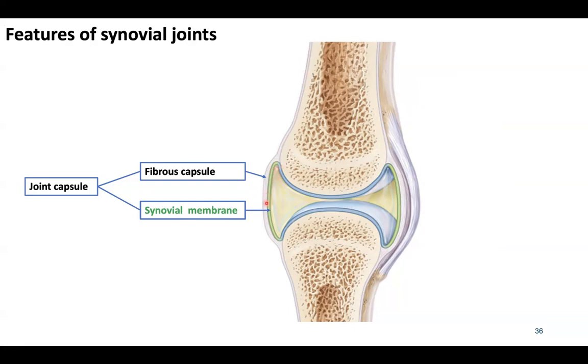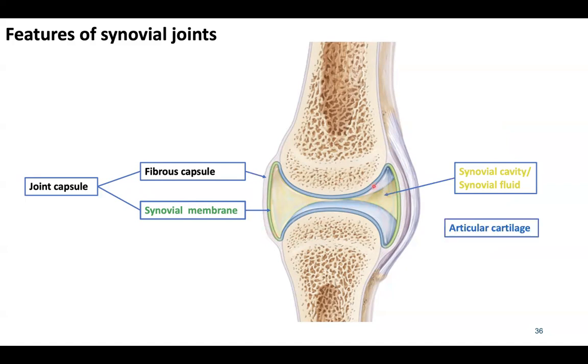And the inner layer, the synovial membrane, is a loose connective tissue, and it produces synovial fluid. So the cavity is filled with synovial fluid, and the fluid is produced by the synovial membrane. Here, filling the cavity, we have synovial fluid, and the fluid is produced by this membrane. The other features in a synovial joint: the articulating bone surfaces are lined with hyaline cartilage, which is known as articular cartilage.